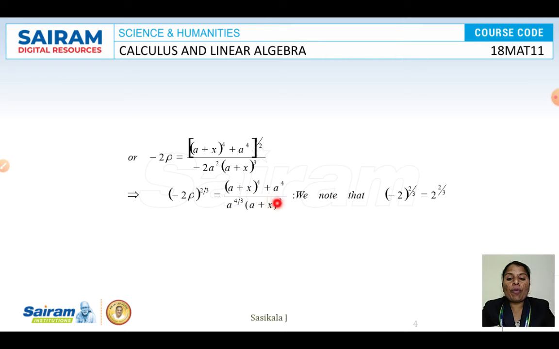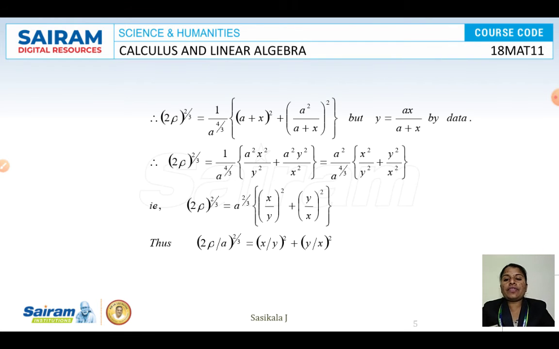(a + x) to the power 4 plus a to the power 4 by, what will happen? Whole power of 2 by 3. It will become 4 by 3, right? So a to the power of 2 by 3. This 2 has been taken to the left side, okay? Into (a + x) the whole square. And we know that (-2) the whole power of 2 by 3, what is that? The square, it will come for plus. So I can write it as plus 2 to the power 2 by 3.